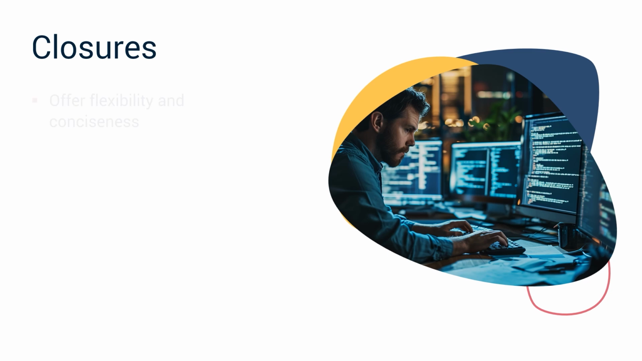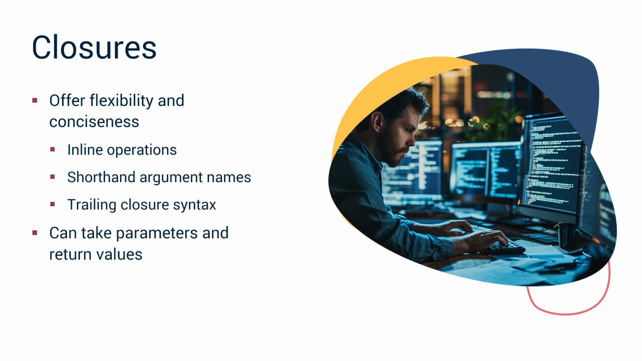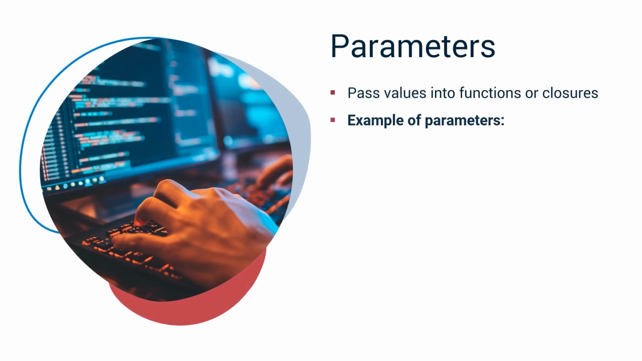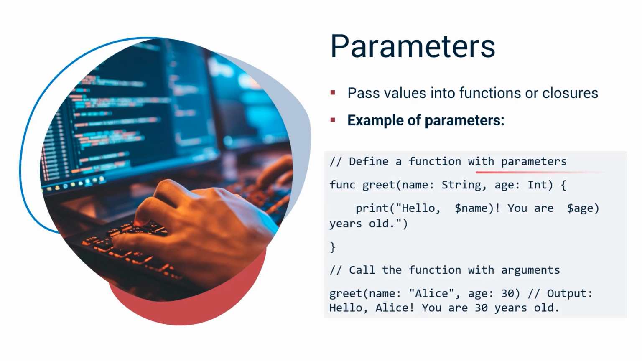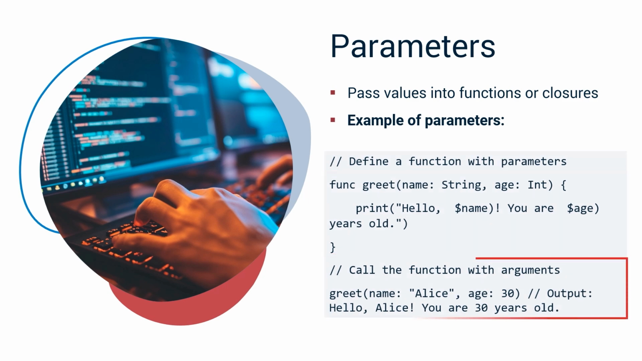Further, closures offer flexibility and conciseness, especially when dealing with inline operations, providing shorthand argument names, and leveraging trailing closure syntax. Closures can also take parameters and return values similar to functions. So, what are parameters? Parameters are used to pass values into functions or closures. For example, in this code snippet, the greet function takes name and age parameters and prints a personalized greeting using the arguments Alice and 30.